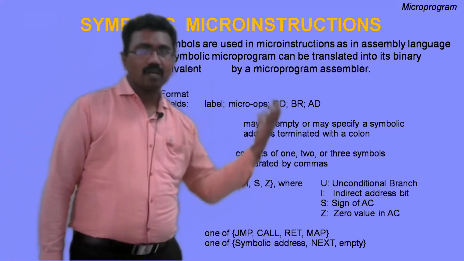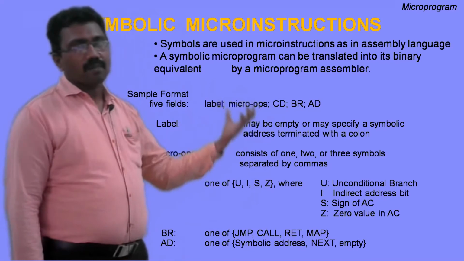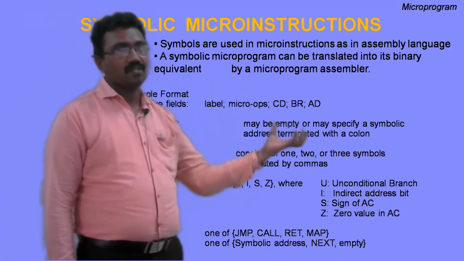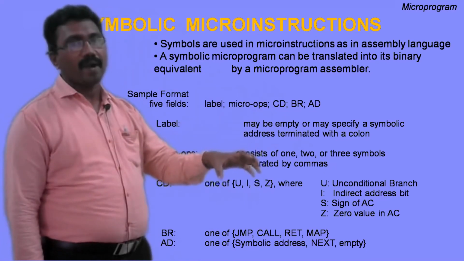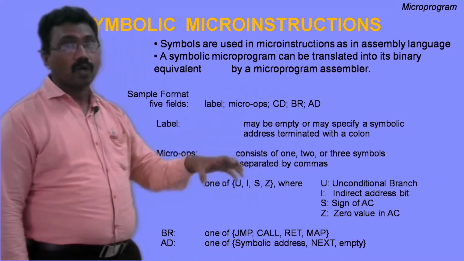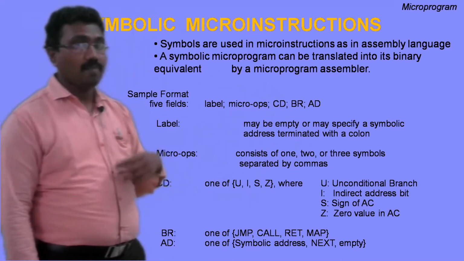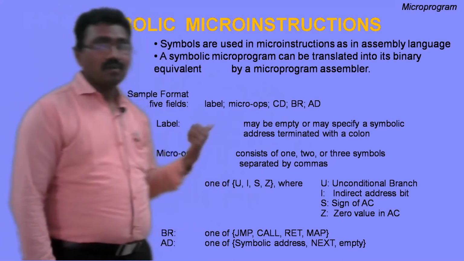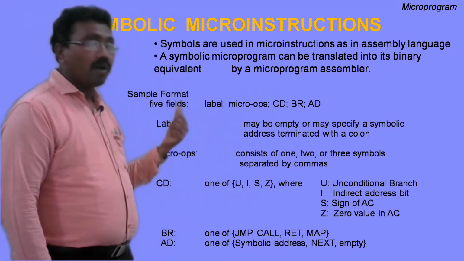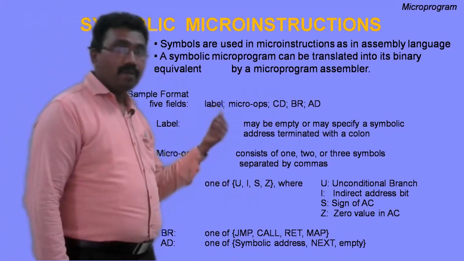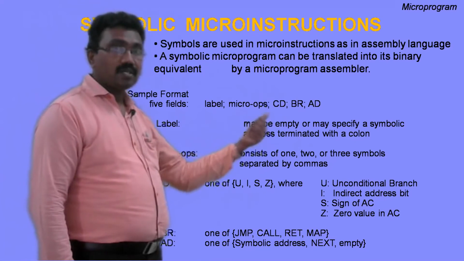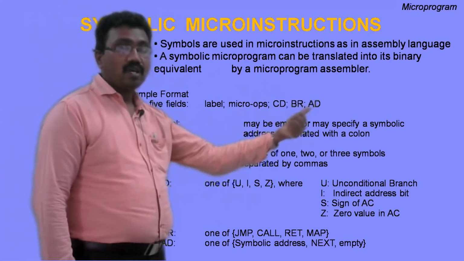These symbolic microprograms cannot be understood by the system. They must be converted into binary microprograms by the microprogram assembler. Is it clear? Each symbolic microinstruction format has 5 fields. What are the 5 fields? Label field, microoperation field, condition field, branch field, address field.